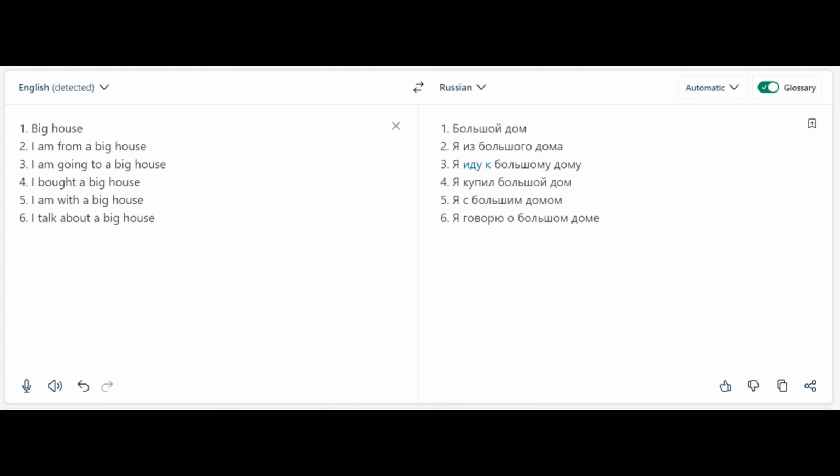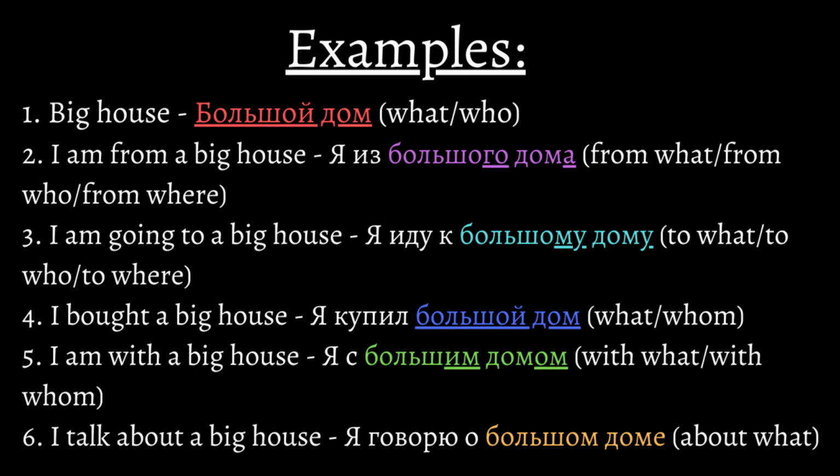The expression I talk about a big house is я говорю о большом доме. This expression is prepositional because by asking about what, we have an answer. About what do you talk? I talk about a big house. Большим is now большом and домом is now доме.